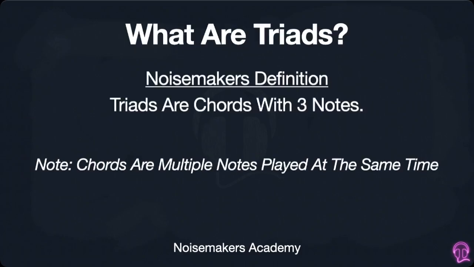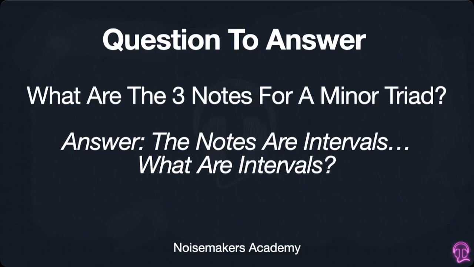So just some review from the last lesson. Triads are chords with 3 notes, and chords are multiple notes played at the same time. The big question to answer is going to be, what are the notes for a minor triad? And the answer is the notes of the intervals. So when we take that into account, we already really know what we're doing. We just have to know the formula for that minor triad. So let's take a look.